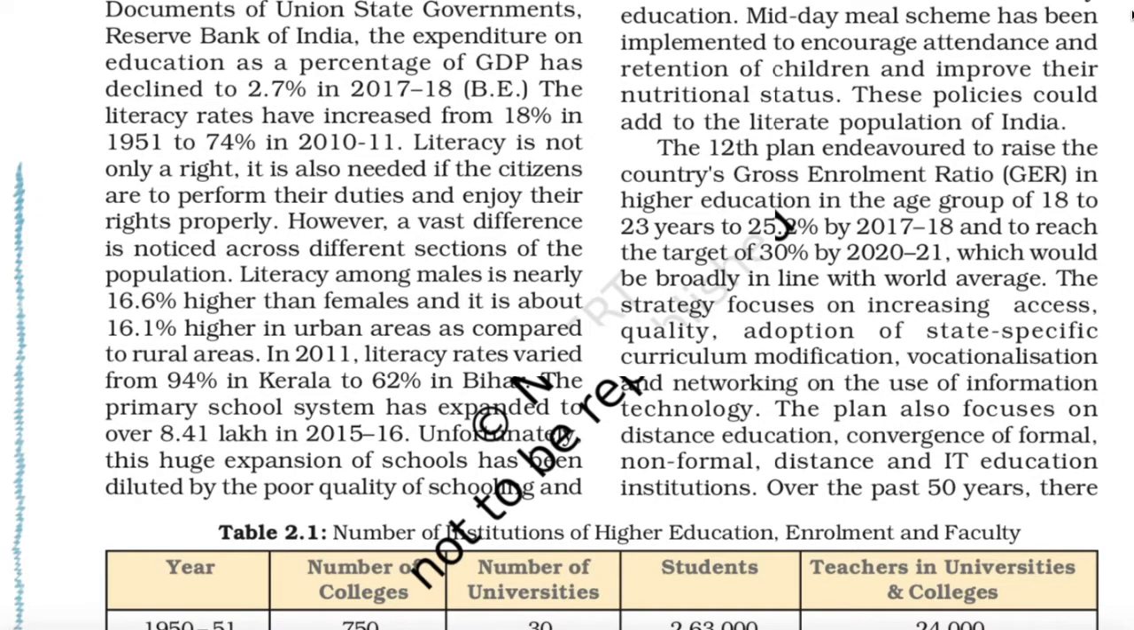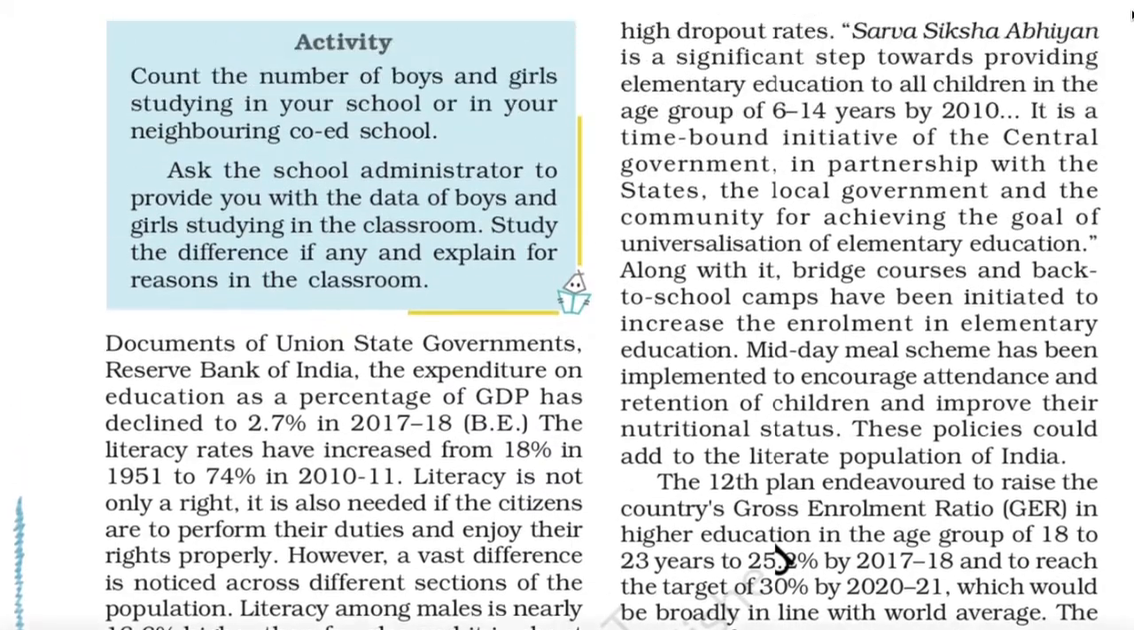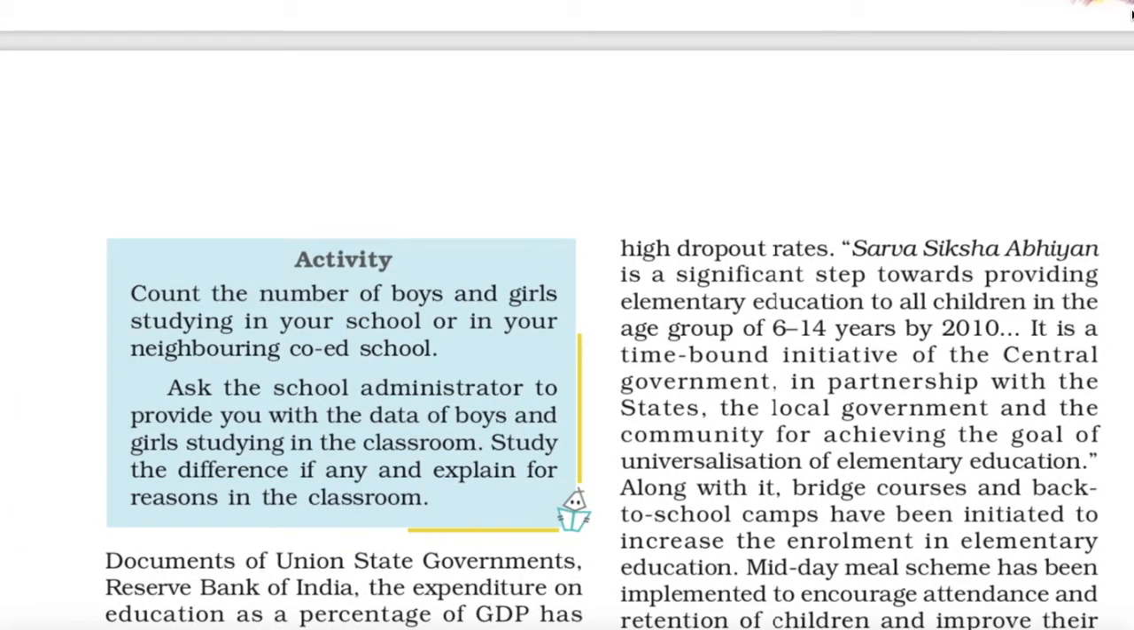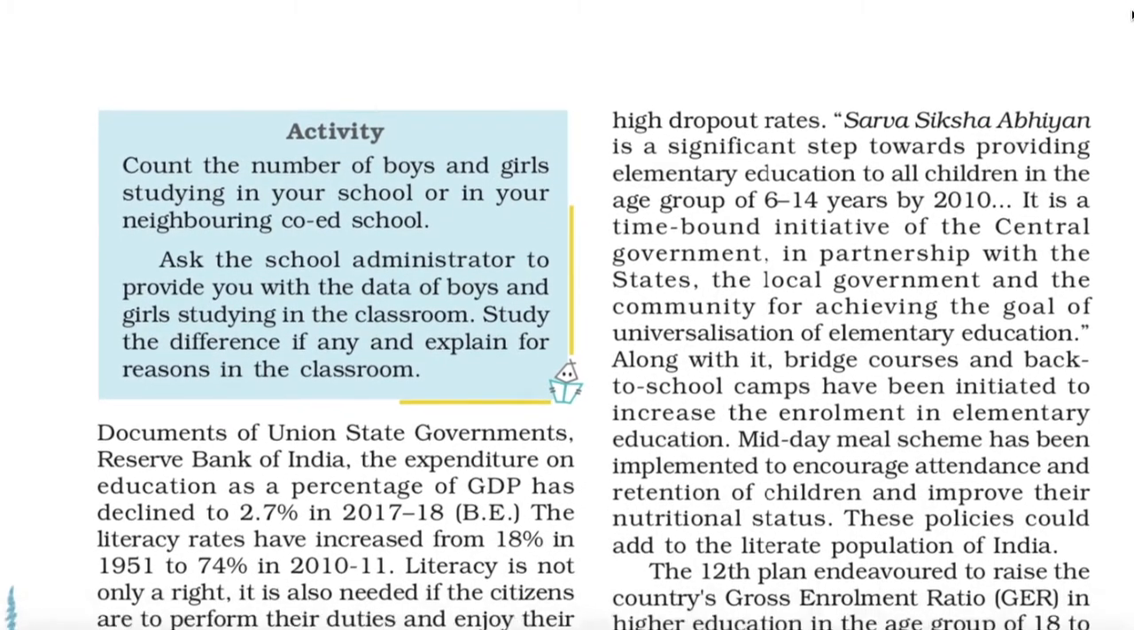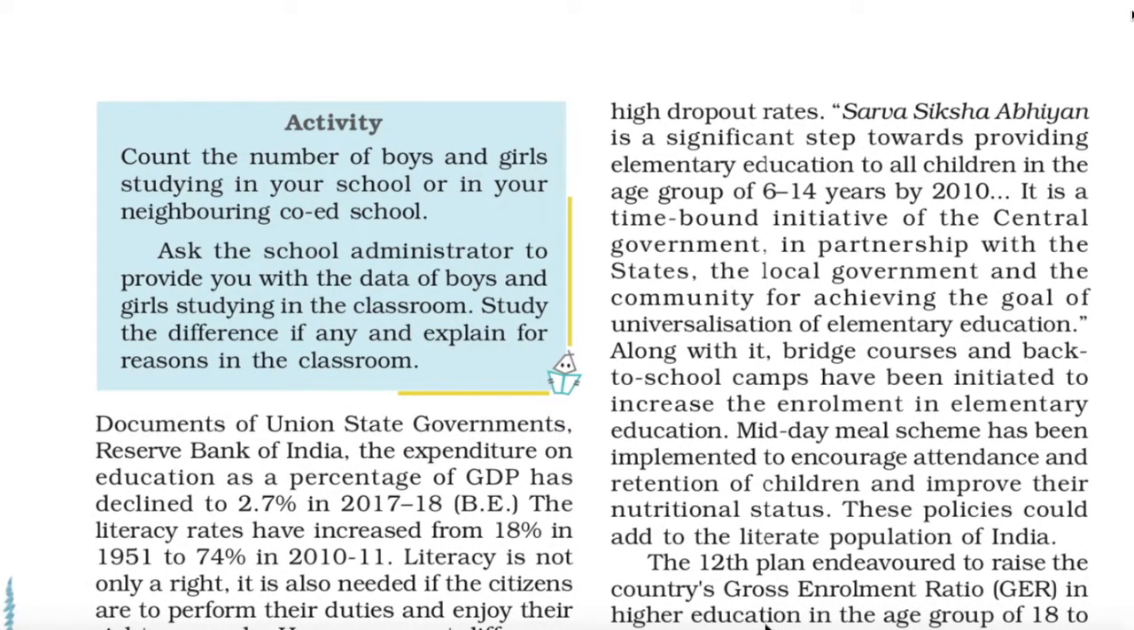The primary school system has expanded to over 8.41 lakh in 2015-16. Unfortunately, this huge expansion of schools has been diluted by the poor quality of schooling and high dropout rates. Sarva Shiksha Abhiyan is a significant step towards providing elementary education to all children in the age group of 6 to 14 years by 2010.